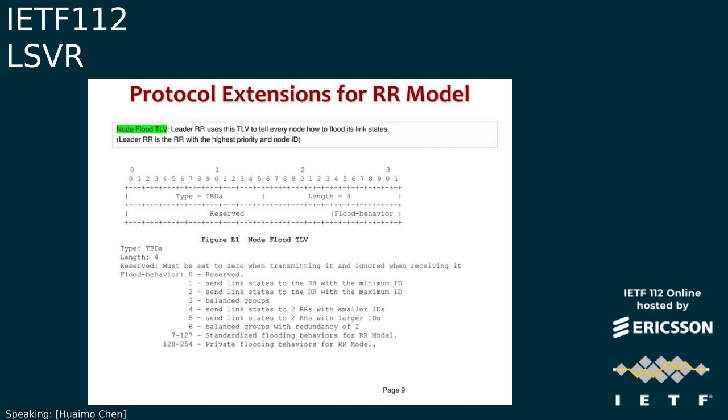For example, number one indicates that the network node will send the link states to the route reflector with minimum node IDs. Number two will indicate the network node will send link states to the RR with maximum node IDs, and so on. So the leader route reflector will use this TLV to tell every node how to flood its link states. Next page.